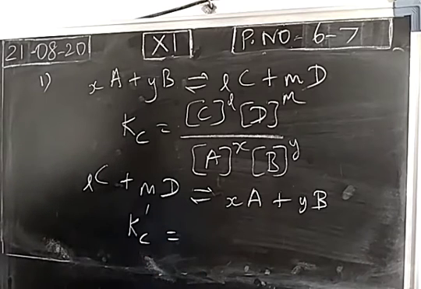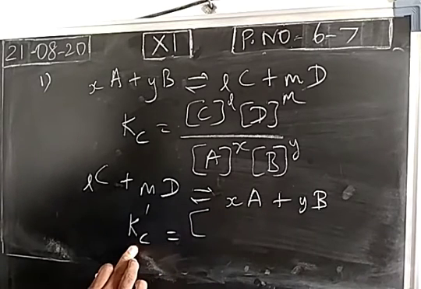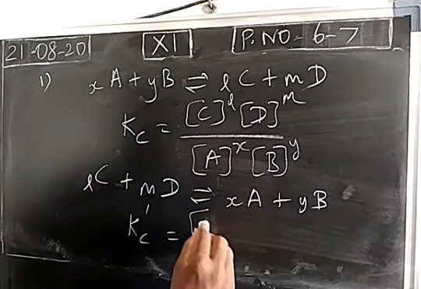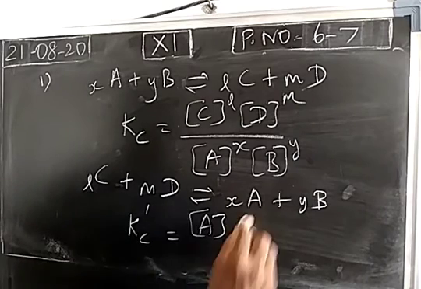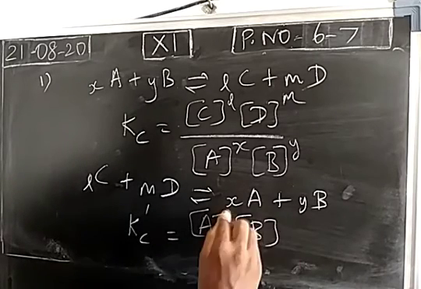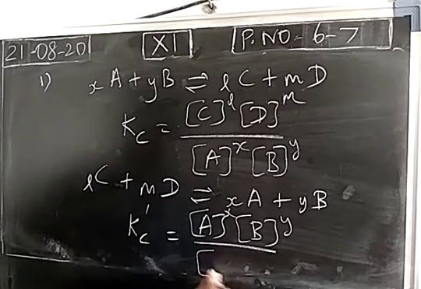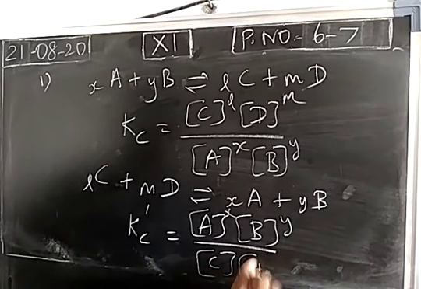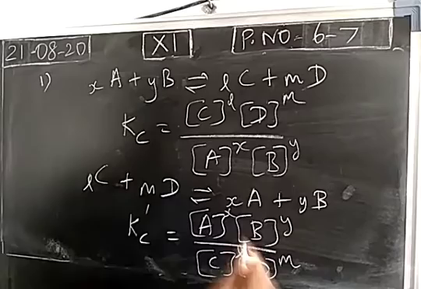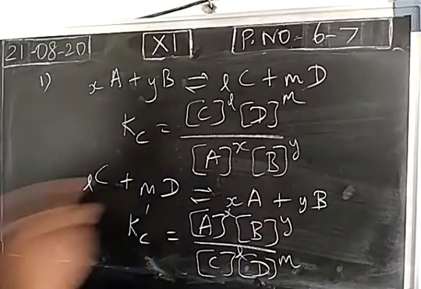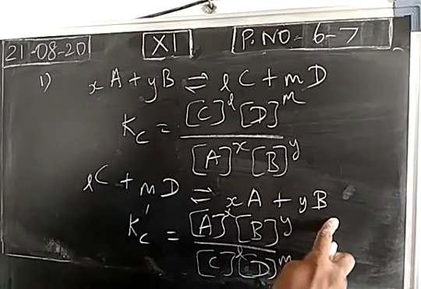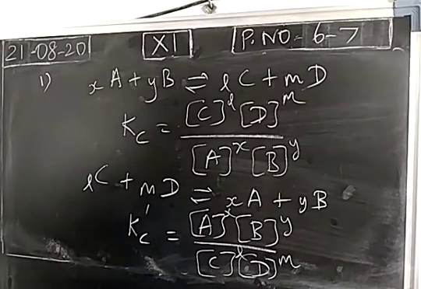As usual, the equilibrium constant is the ratio of the product of molar concentrations of the products to the product of molar concentrations of the reactants. So for the reverse reaction, the products are A and B, and the reactants are C and D. For this we have written the equilibrium constant, which is denoted as Kc dash.